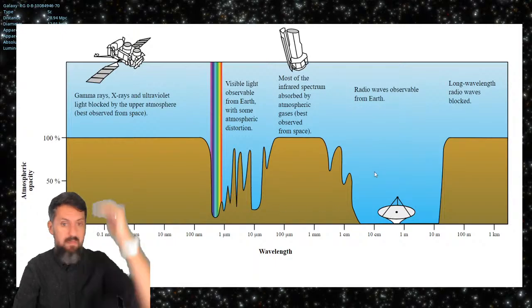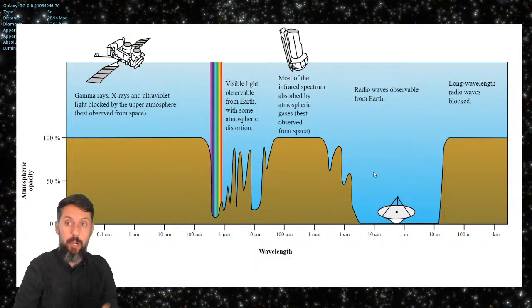Also, radio waves get right through the atmosphere. The atmosphere does not care about radio waves. Long wavelength radio waves are blocked from the atmosphere as well, but our atmosphere blocks most of infrared light. It has some windows here, but the oxygen and water, mostly the water in our atmosphere, block the infrared light. And similarly, any really short wavelength light, X-ray, gamma ray, ultraviolet, our atmosphere blocks it.